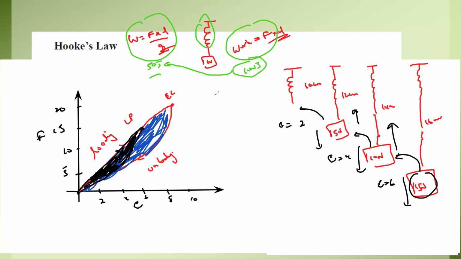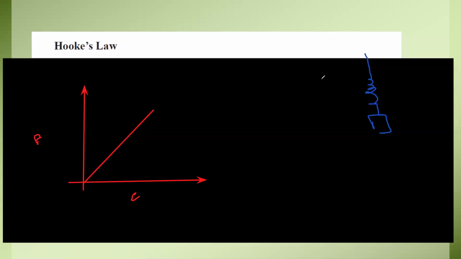Why are the loading and unloading graphs never the same? Because what will happen when we add the load? When we are adding a load, we are doing work on the spring. So force is there and extension is there. When we are removing the load, the spring has to do work, like the spring has to pull the object upward.